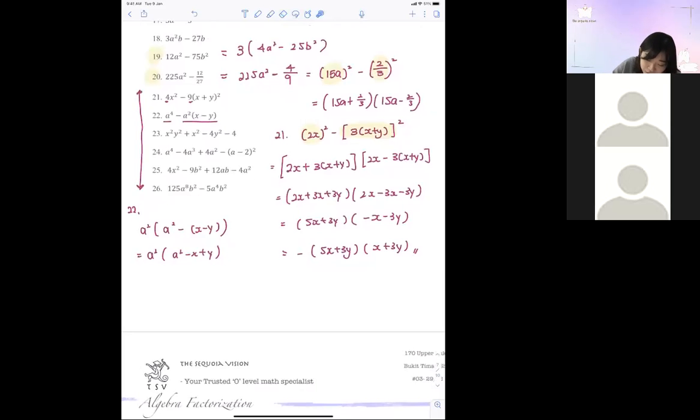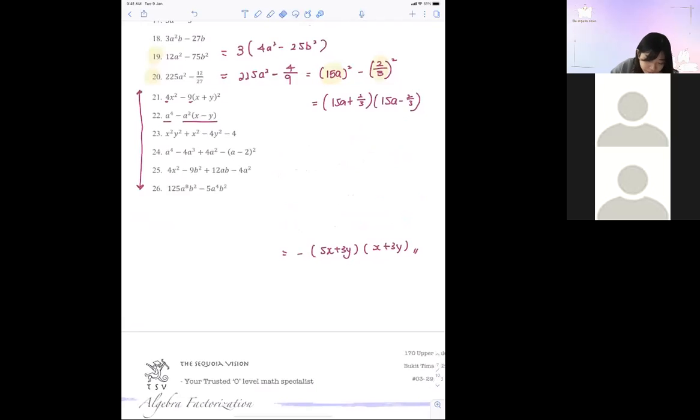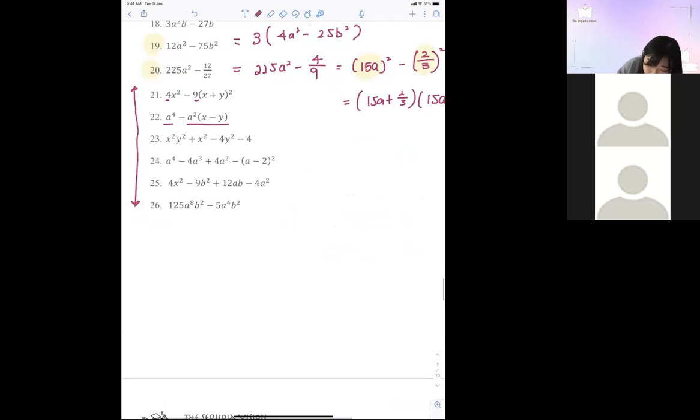Thank you. Okay, I need to erase this so I have more space. Okay, let's see the next one. So we have 4 terms. Remember, with 4 terms, we must do pairing first. Regardless, always try pairing first.